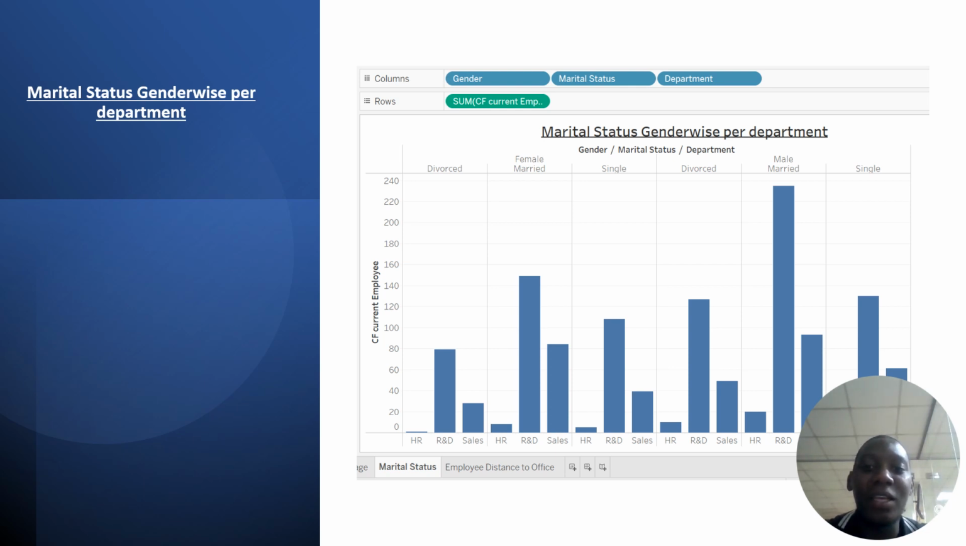In HR, the divorced males are eight. So it is like that. You are able to visualize this information just by a click. It is a drag and drop. You choose which ones are your columns. For example, here I have three columns: gender, marital status, and department, and then my rows that I'm plotting against are the current employees.